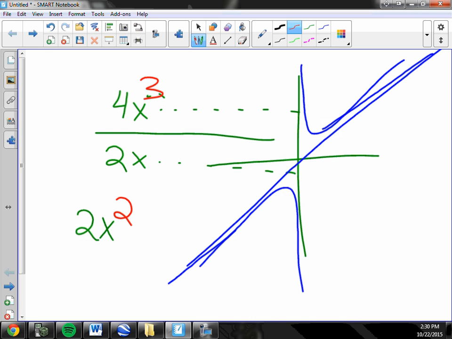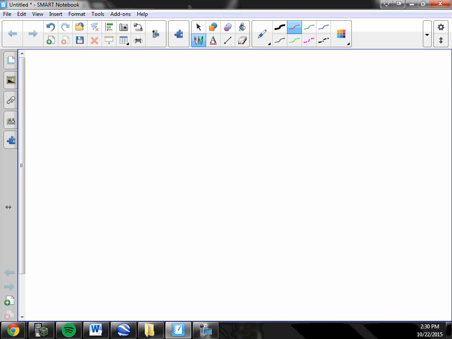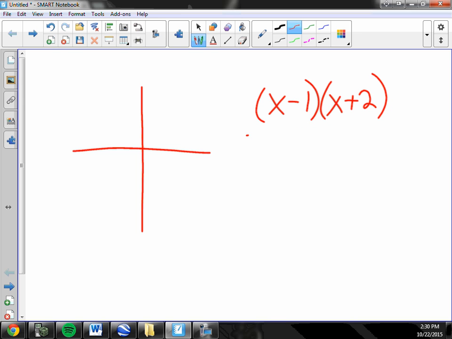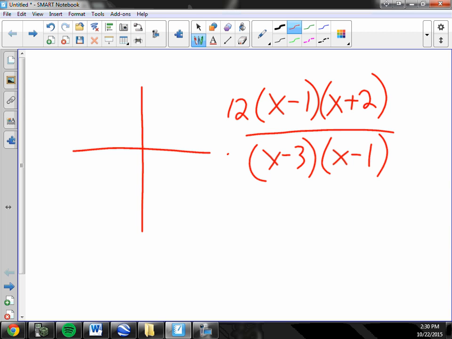Okay? So, one more thing to consider. Where do these graphs hit the x-axis? Well, let's consider x minus 1, x plus 2, x minus 3, and x minus 1. First off, let's put a 12 here and a 4 here. Does this have any holes? Where? So x is not allowed to equal 1 because it's a hole.